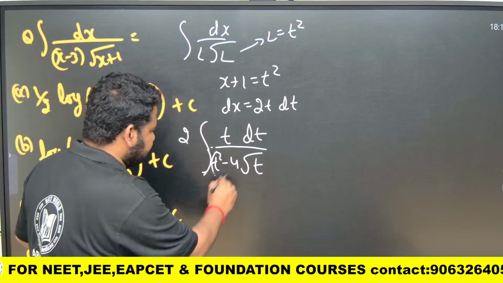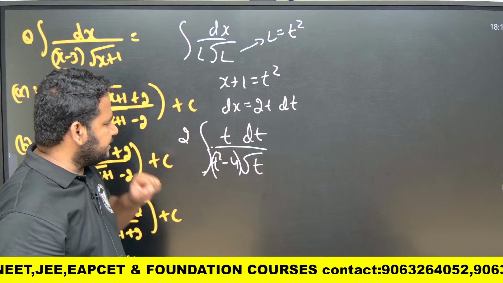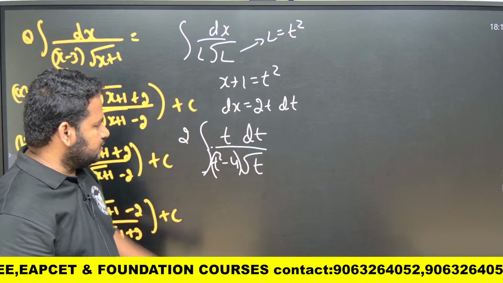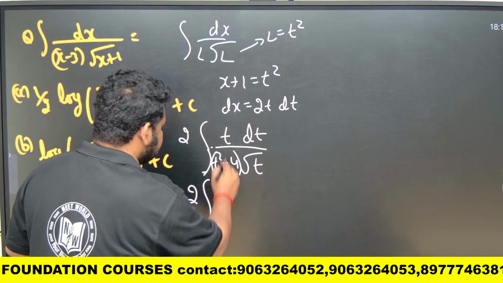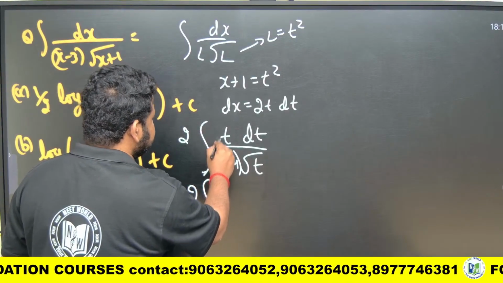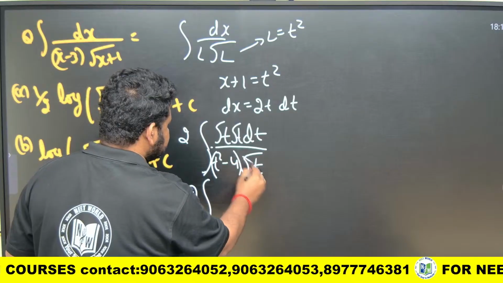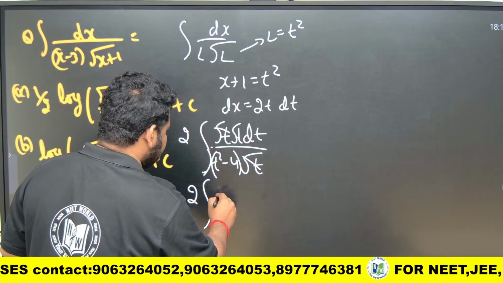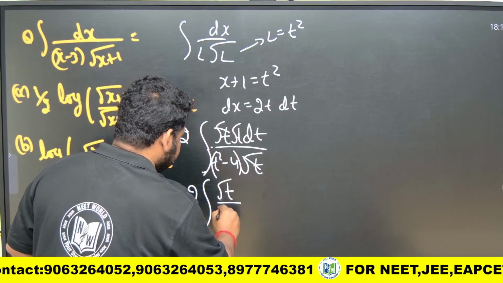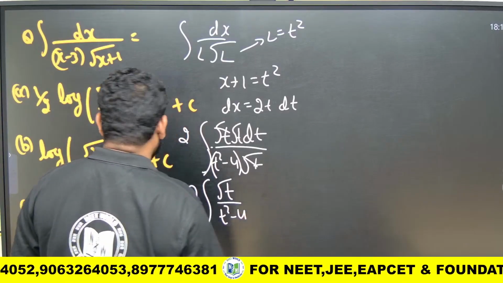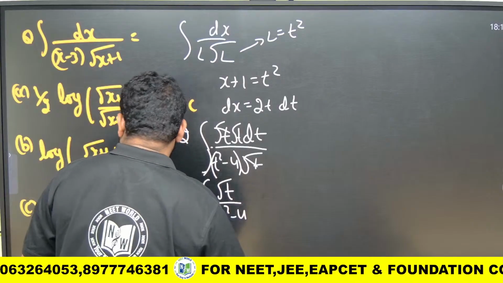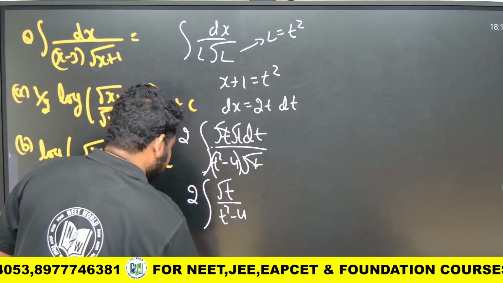T square minus 4. Here I have root t, and here I have t. What can I do for this? This t can be written as root t into root t, so I can cancel this. I will have root t by t square minus 4 dt. Okay, got it? Root t by t square minus 4 dt.